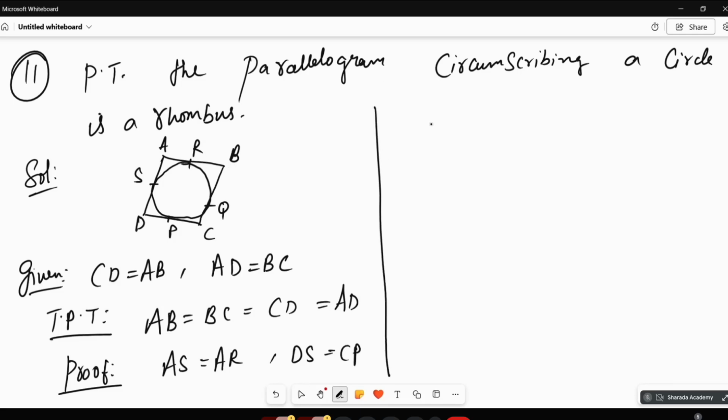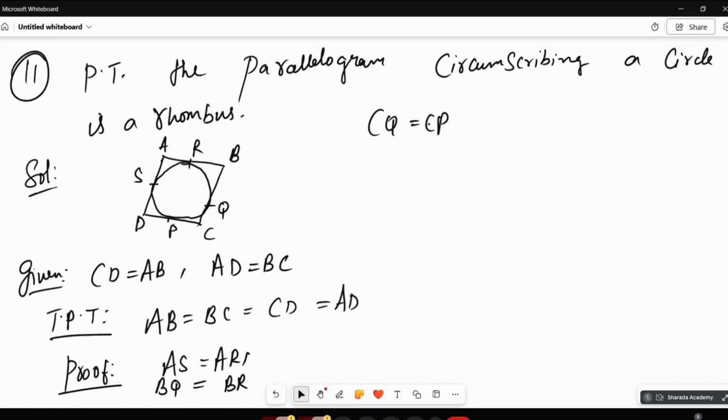Then we have BQ is equal to CQ. BQ is equal to BR. And DS equal to DP. Okay, wait, correct. Now AS is equal to AR. I've written first thing. Next, BR is equal to BQ. Then here CP is equal to CQ. So tangents from same external point are equal.